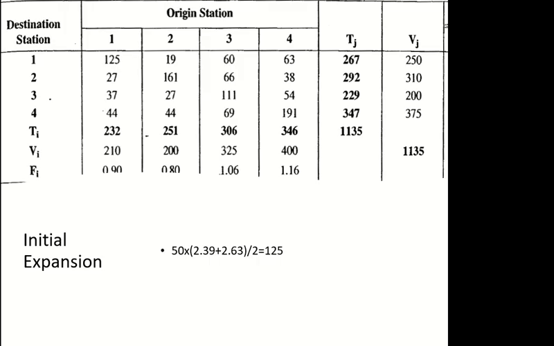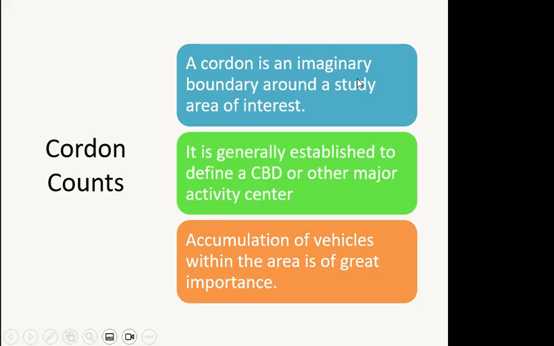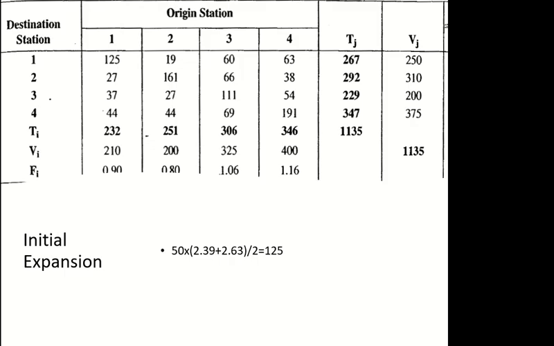So I need to further adjust or recalibrate this matrix in the same manner. But now the factors will be the new ones, and the value will be the new one as well. So now I will adjust 125 by multiplying with the average of 0.9 and the ratio of these two.